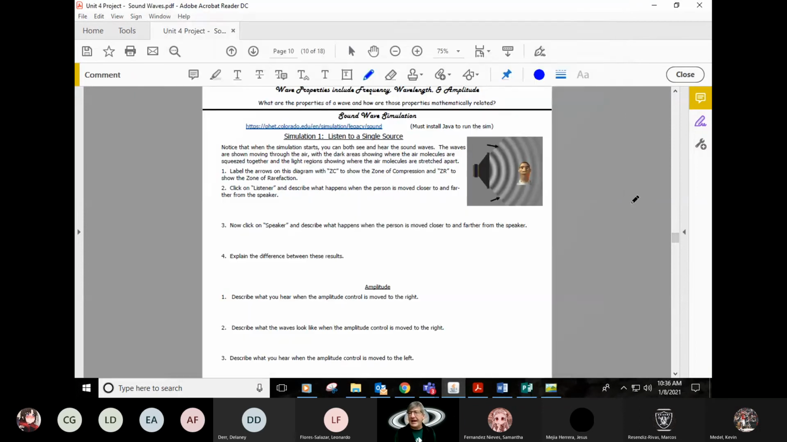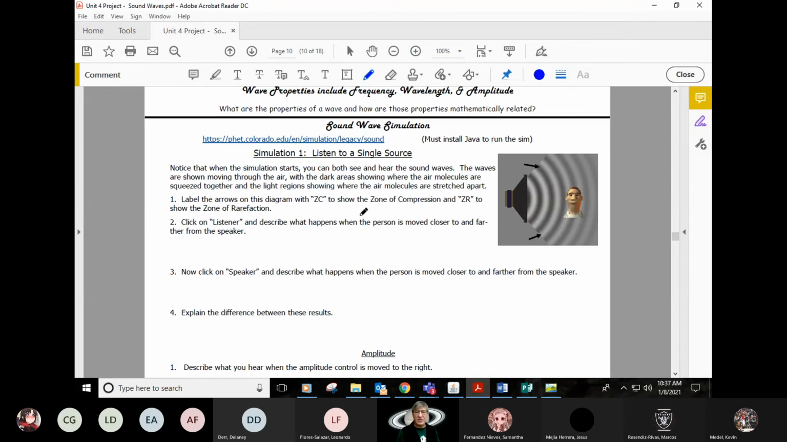Okay, so let's go back to the project itself. Notice that when the simulation starts, you can both see and hear the sound waves. The waves are shown moving through the air, with the dark areas showing where the air molecules are squeezed together, and the light regions show where the air molecules are stretched apart. Question 1, label the arrows in this diagram with a ZC to show the zone of compression and a ZR to show the zone of rarefaction.